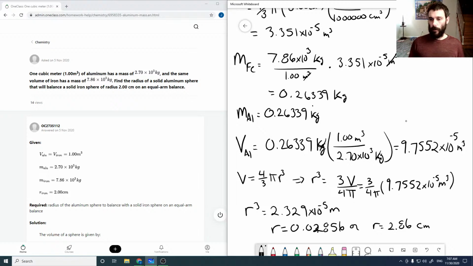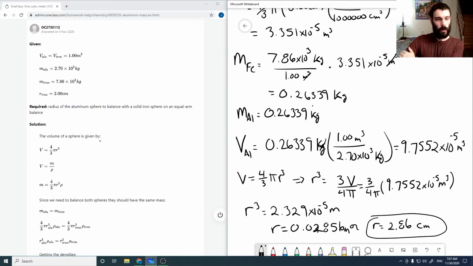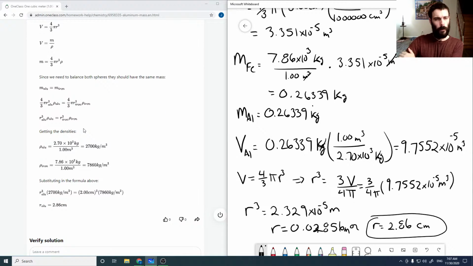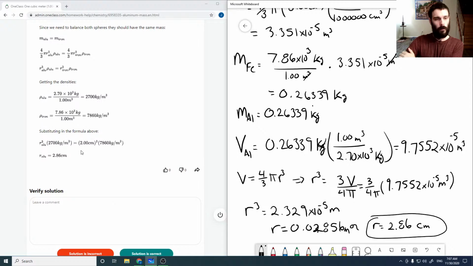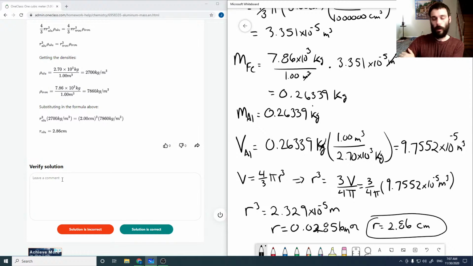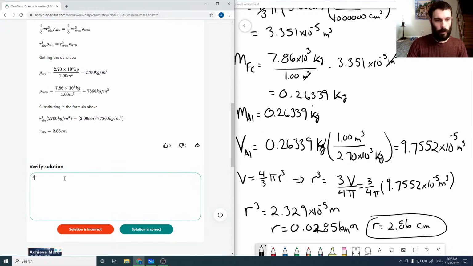I forgot the meters in there. So that's just doing a quick unit conversion with 100 centimeters per meter. So then there's our final answer. So r is 2.86 centimeters. So that's the radius of our aluminum sphere. So checking the solution here, it looks good, and 2.86 is what comes out. So the solution is correct.